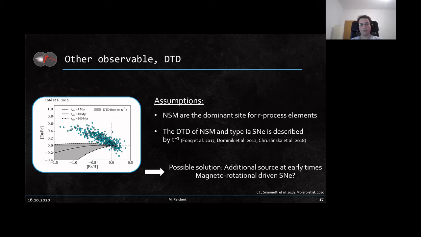Okay, yeah. This Aries model, for example, looks perfect. And yeah, there are a lot of neutron star mergers. So I guess it's just an open question. Yeah, sure, it's an open question. It's not the solution, for sure.